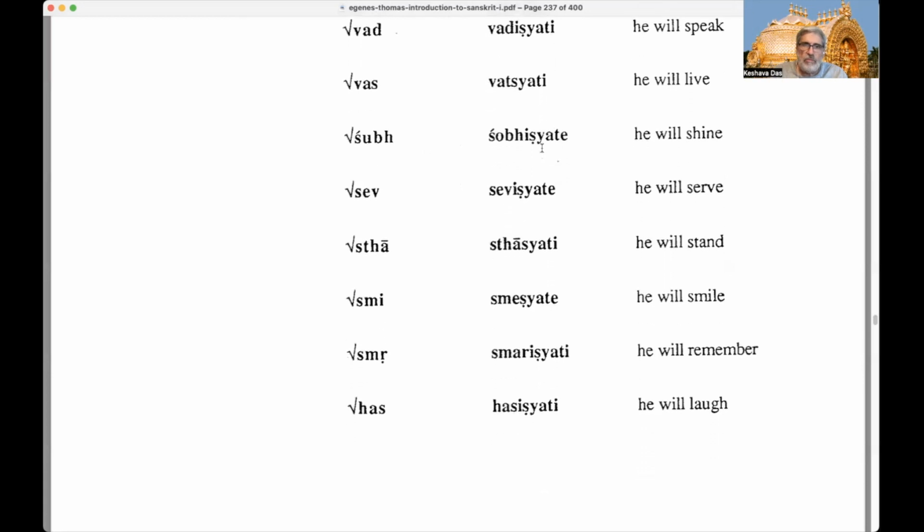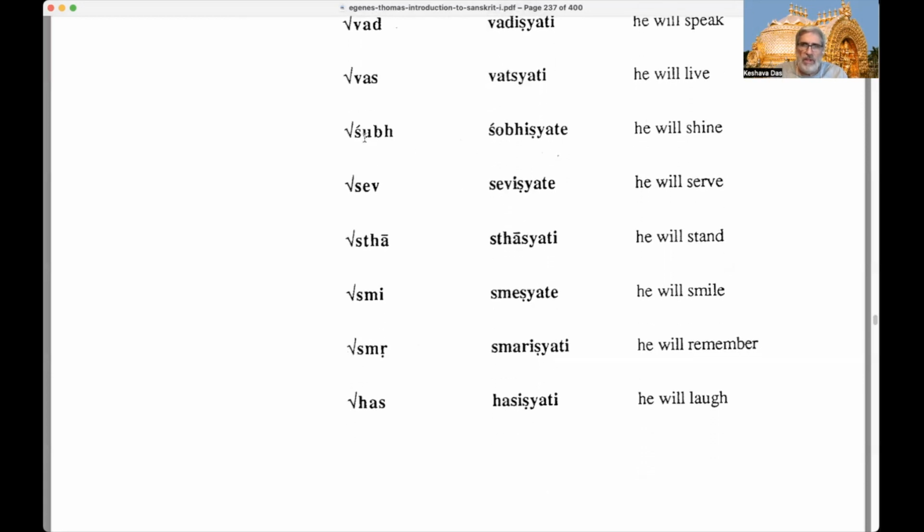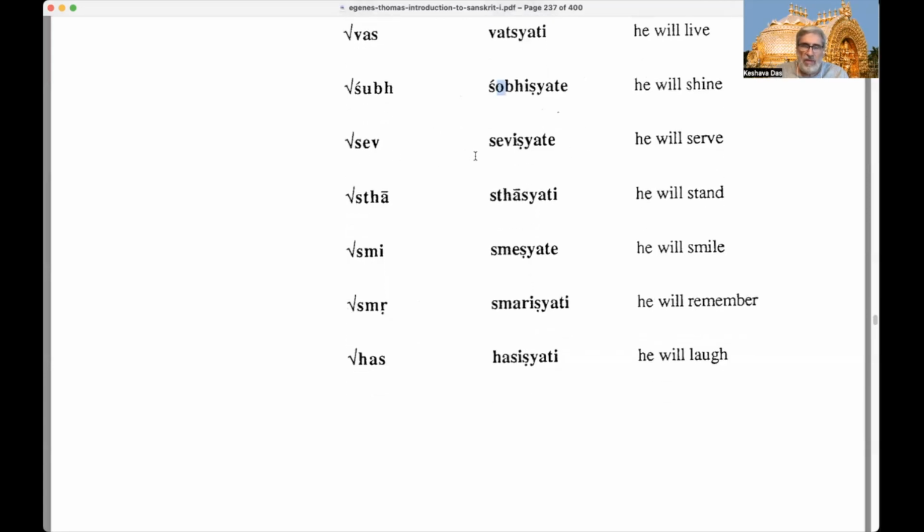He will live. Shub, the short u in shub became strengthened to an o by guna strengthening. So shub becomes shob. We had isha as the future ending, and te, the third person middle ending, an atmanepada ending. And so it's shobishyate, he will shine. Then we have sev, which stays the same. We add isha and we add te, he will serve.